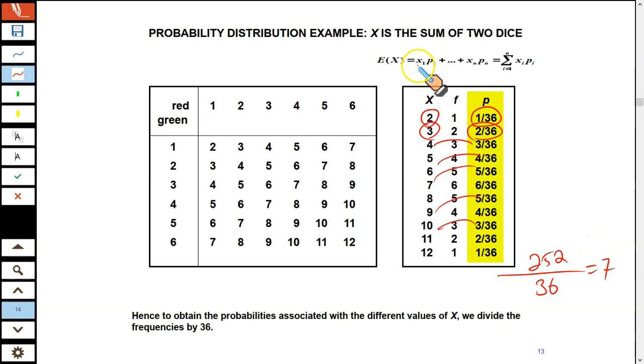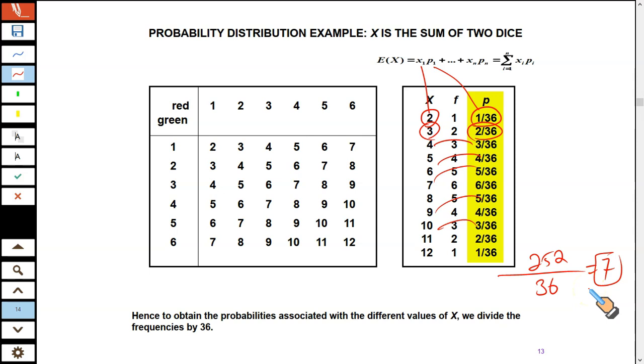So what we have done, look at the formula. This is the possible outcome times its probability. Possible outcome times probability. So x1 is 2, p1 is 1 over 36, plus x2 is 3 and p2 is 2 by 36. So the sum of all these outcomes times their probability will give you a total of 252 by 36, which is 7. And what does it mean? It means the expected value or the mean of rolling 2 dice is 7. This is the average sum you would expect to roll if you roll 2 dice a large number of times.